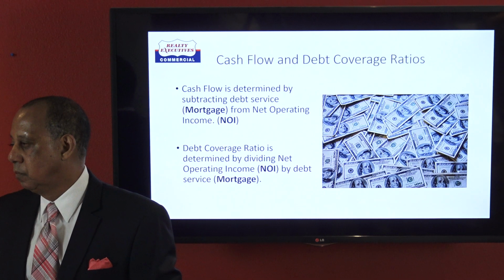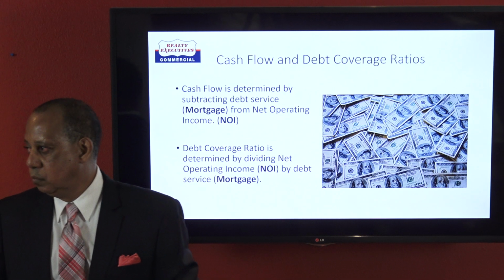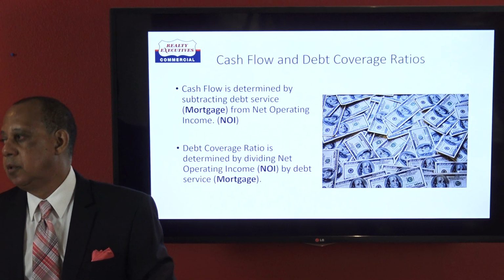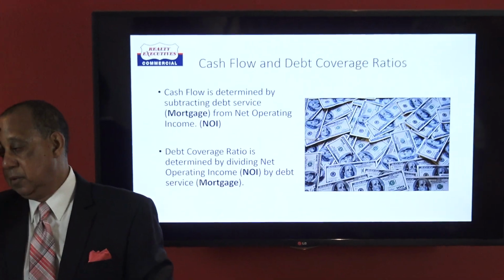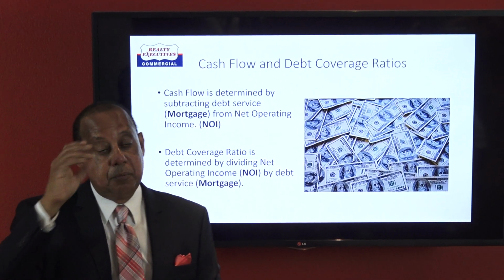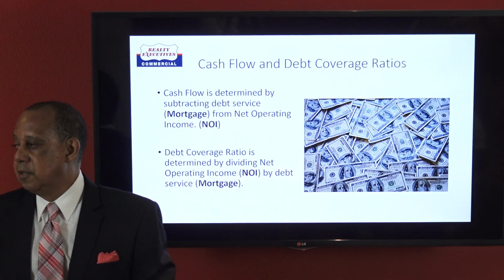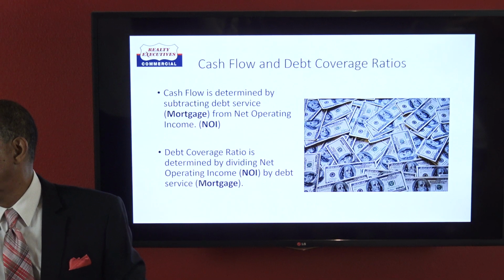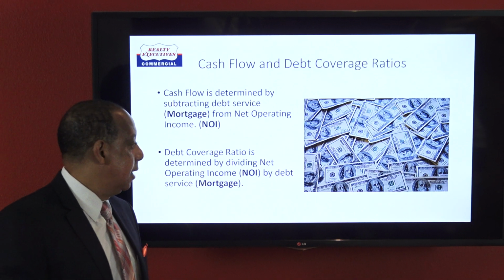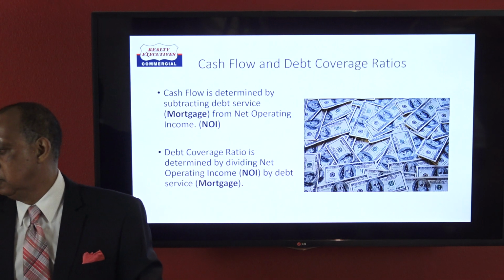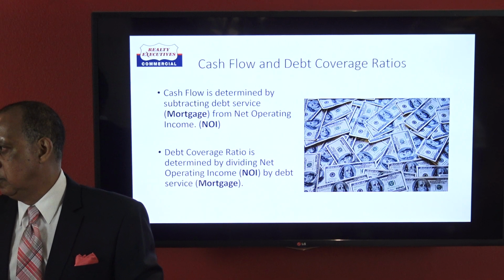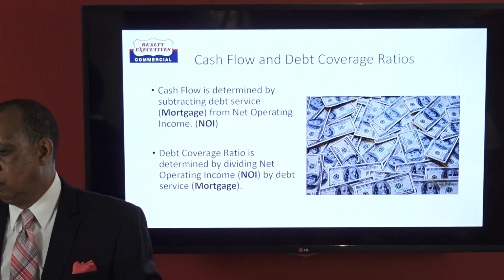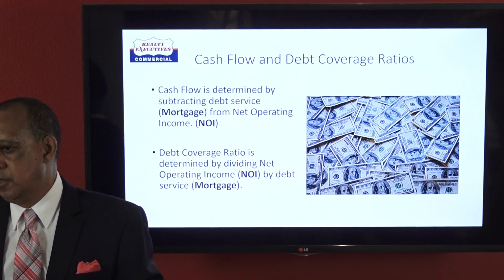Okay, so let's use the same NOI that you did earlier for the cash on cash, which was $50,000. And we're going to use the mortgage of $40,000, right? So divide 40,000 into 50,000. 0.8. Let's see, no, it's the other way.